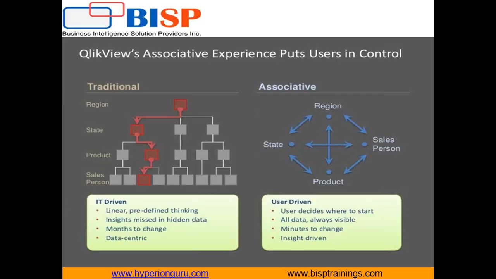Whereas the associative model in Qlikview is more user driven. The user decides where to start and where to end and how to move around the data. The user can start from the region or from the salesperson, product or state, and can touch each of the other dimensions to read whatever information is required, and can drill down to such an extent that they can get granular level information as and when needed. It just takes minutes to change, and it presents insight-driven data in an excellent way, so that the end user who doesn't even have business intelligence knowledge can easily grasp what's being presented on the screen.